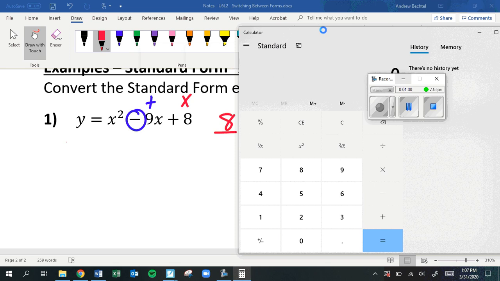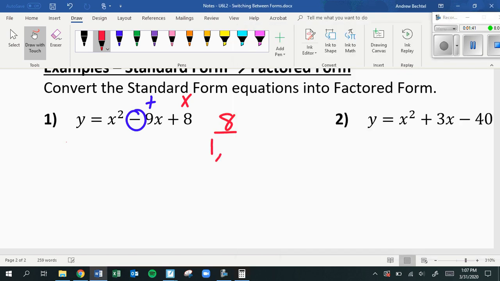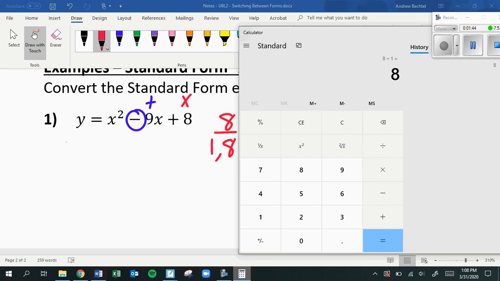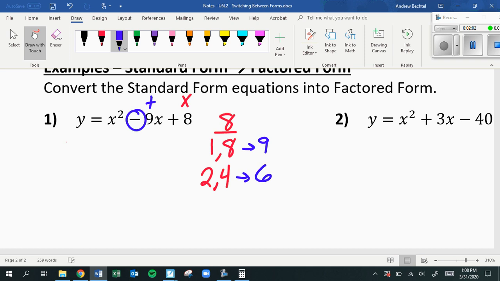So if I do 8 divided by 1, I get 8. That means 1 and 8 both work. If I do 8 divided by 2, it's going to give me 4. So 2 and 4 could give me 8. The only thing left to try at this point is 3, which doesn't work. And so we can add these together. 1 plus 8 gives us 9. 2 plus 4 gives us 6. This looks close, this 9 here, but we want it to be a negative 9.